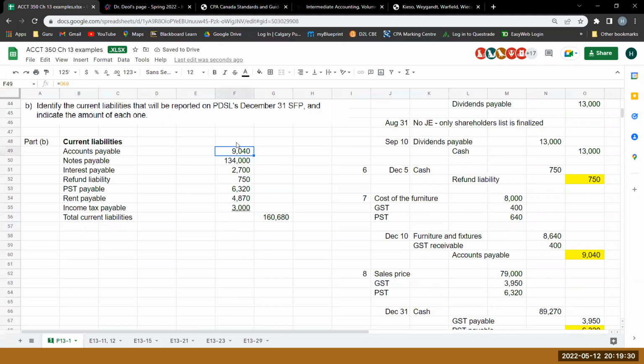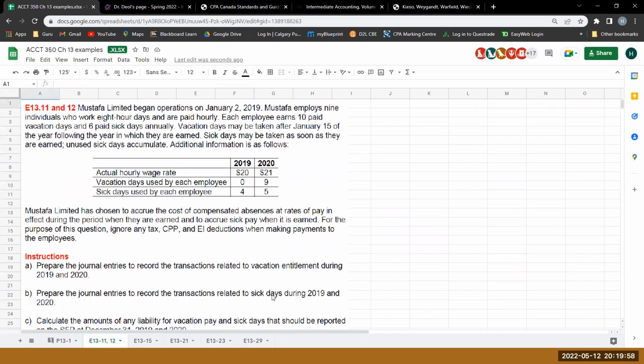Right? So you notice what I did is I just linked it to the journal entries. That way, if somebody wants to see where the number came from, you can identify it. Is that okay? Awesome. All right. What is 1311 and 1312 about?